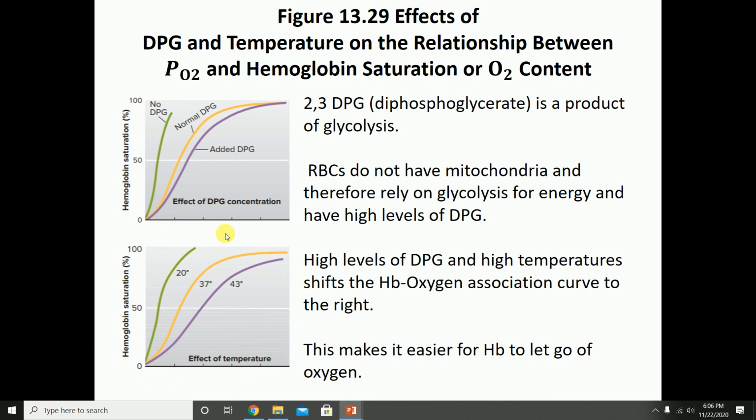Now this curve shows you what happens in different temperatures. So this right here, the 37 degrees, that's normal temperature, and that is the normal hemoglobin dissociation curve. But let's say in the case of a fever, there is an increase in the metabolic demands of the cells, which means we need more oxygen. So at higher temperatures, that curve is shifted to the right. In colder temperatures, that curve is shifted to the left, and it's harder for the hemoglobin to let go of oxygen.